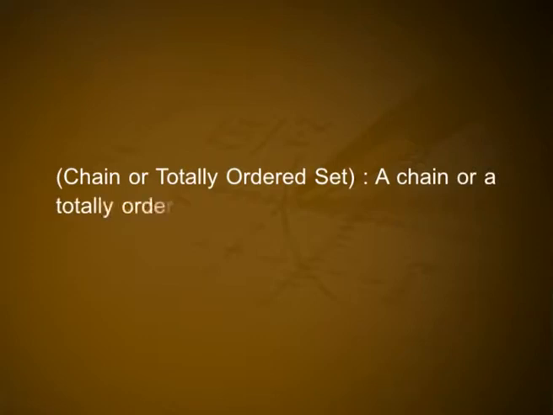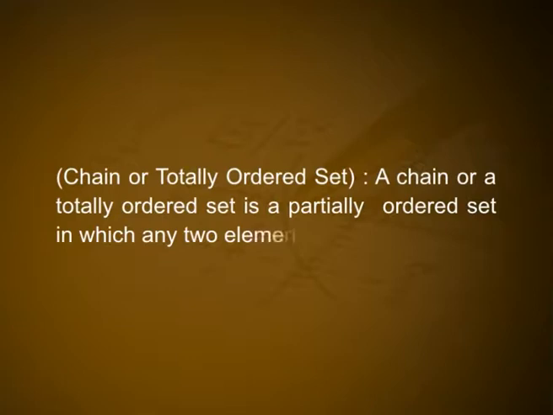A least upper bound can be defined in a similar way. If U is an upper bound of A and B and for any upper bound D of A and B we have U less than or equal to D, then U is called the least upper bound. Next, chain or totally ordered set. A chain or a totally ordered set is a partially ordered set in which any two elements are related. The corresponding relation is called a total order relation. The number of elements in a chain is called its length.